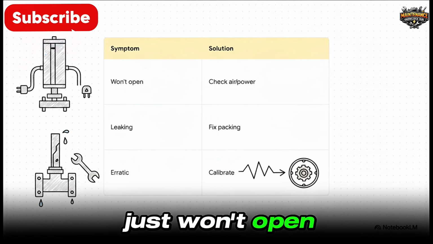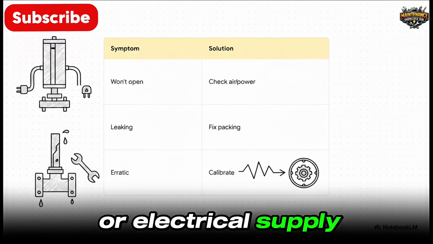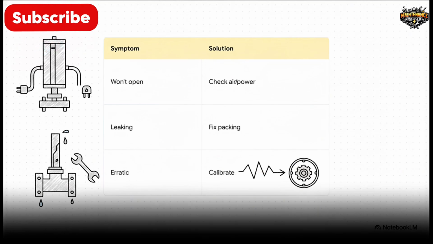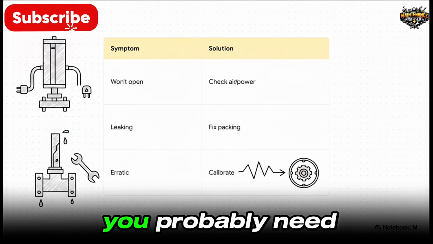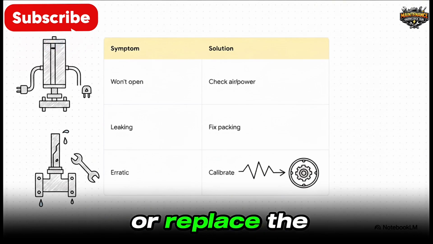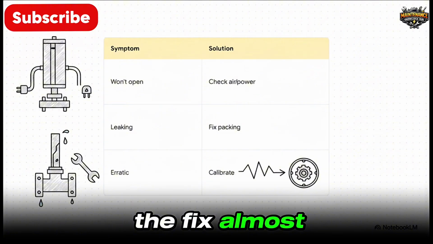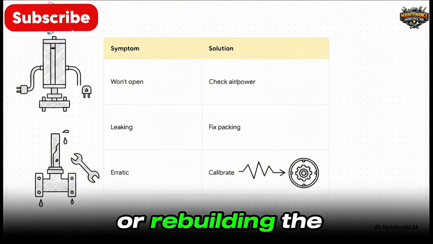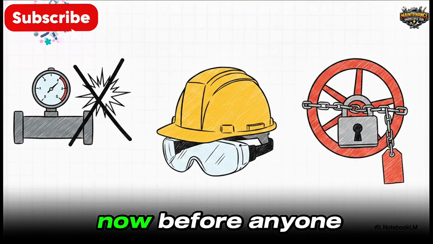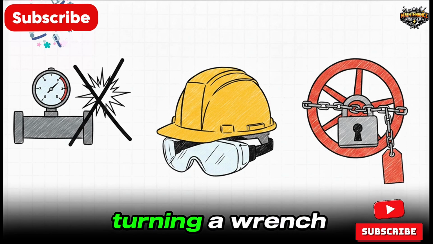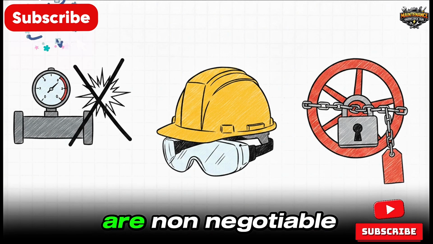If a valve just won't open, your first step is verifying the motive force. Is the air or electrical supply to the actuator actually working? If fluid is leaking around the stem, you probably need to tighten the packing nuts or replace the packing entirely. And if the valve is stuttering or moving erratically, the fix almost always lies in recalibrating or rebuilding the smart positioner.